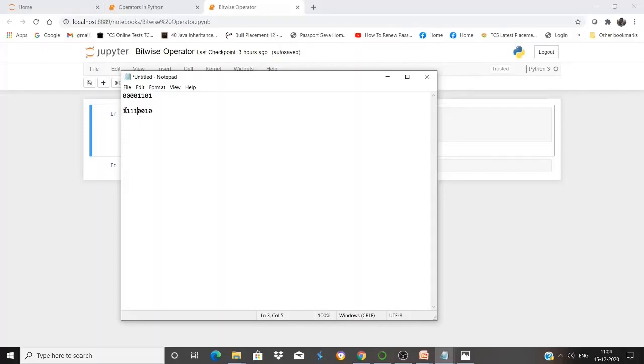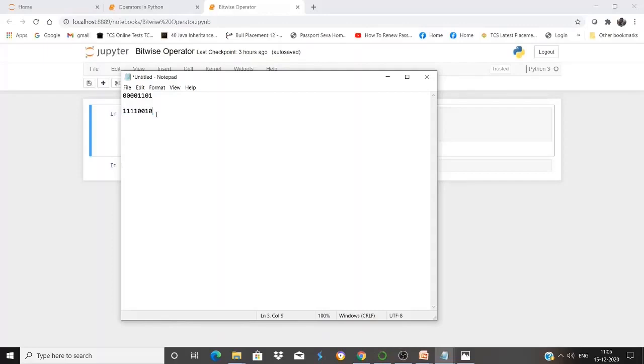So in this binary, which is the most significant bit? This is the most significant bit. Now if the most significant bit is 1, then the number is a negative number, and if the most significant bit is 0, then the number is a positive number. So in our case, this number is a negative number.